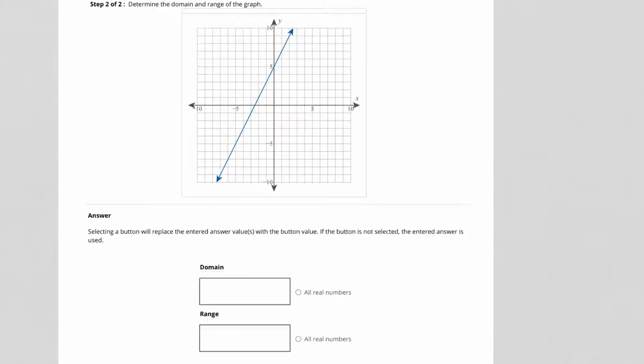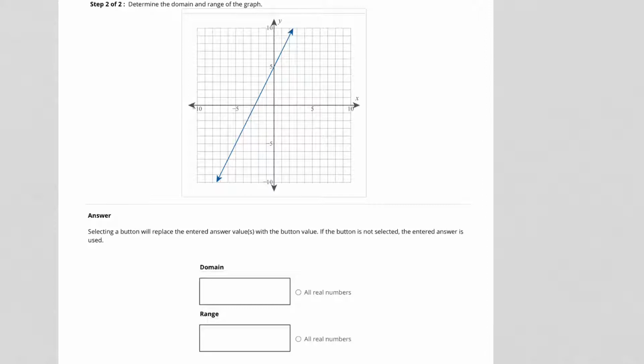Step 2 of 2 is to determine the domain and the range of the function. Same graph. When we talk about domain, we read from left to right. So this is a straight line that has a positive slope. It's going upward from left to right. And this is a line that's going to keep going forever and ever and ever.